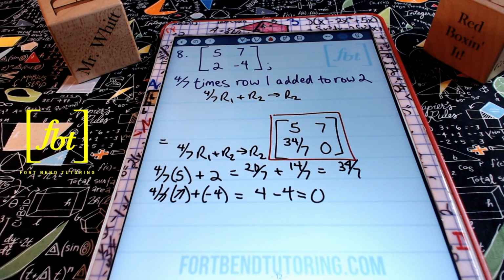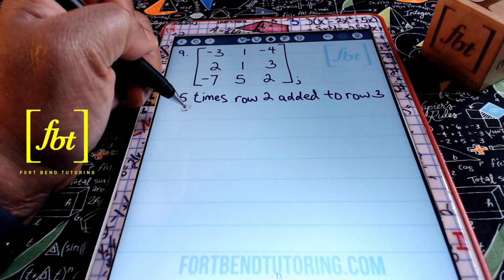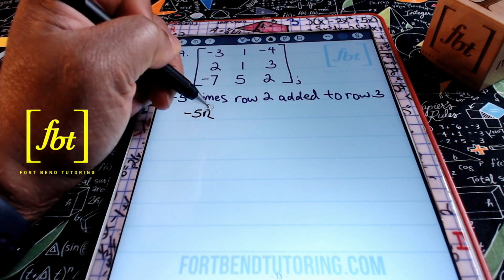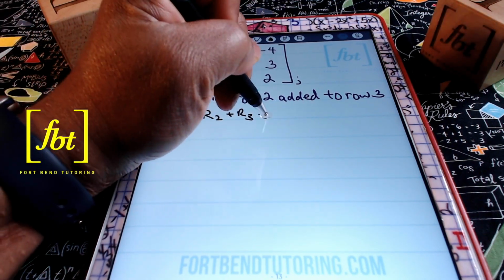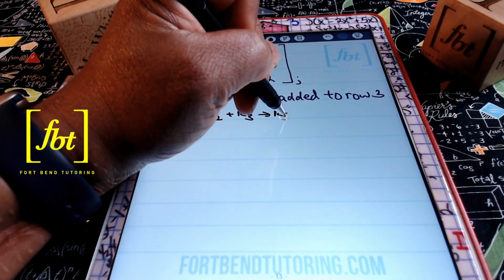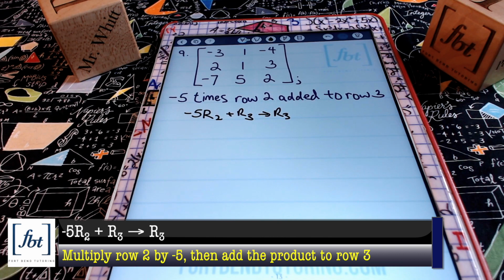And on to problem number 9. For problem number 9, we have a 3x3 matrix, and the rule is -5 times row 2 added to row 3. So we'll be placing the result of this rule in row 3 here. So there we go. So -5 times row 2 added to row 3 is underway, guys.